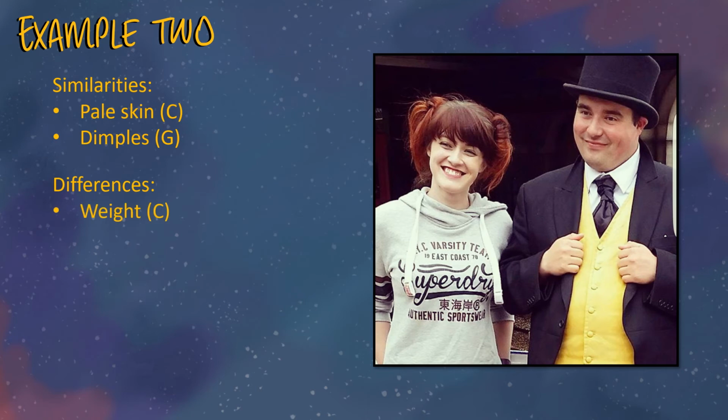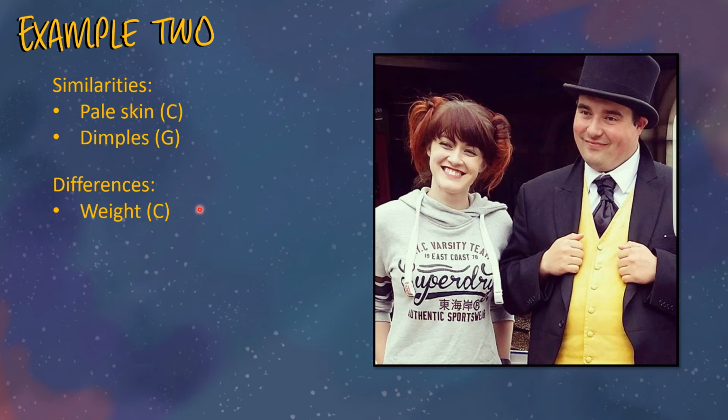Okay, differences. So weight. Now weight is a combination of genetic and environmental factors because you can have genetic conditions that are more likely to make you put on weight or not put on weight, but it's also to do with the environment.